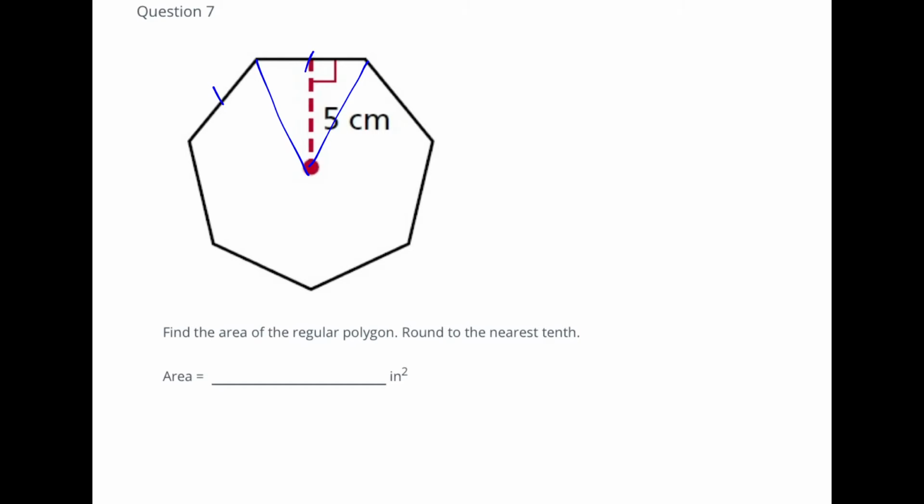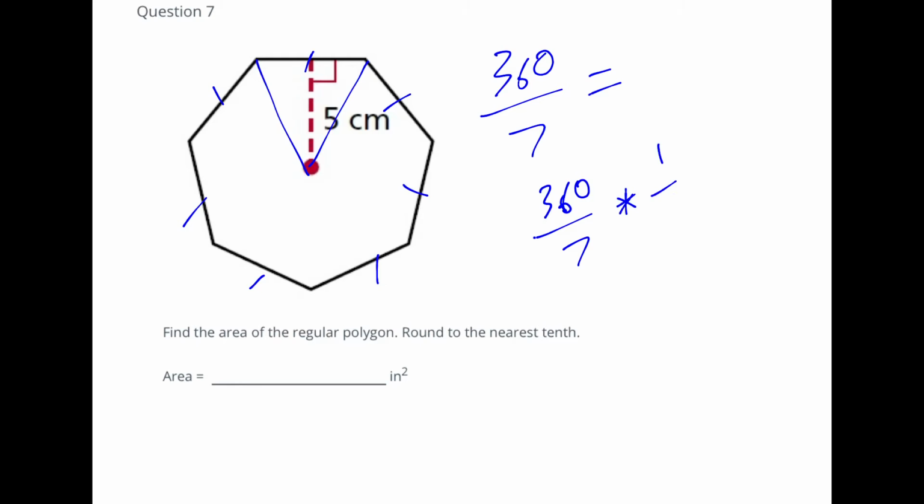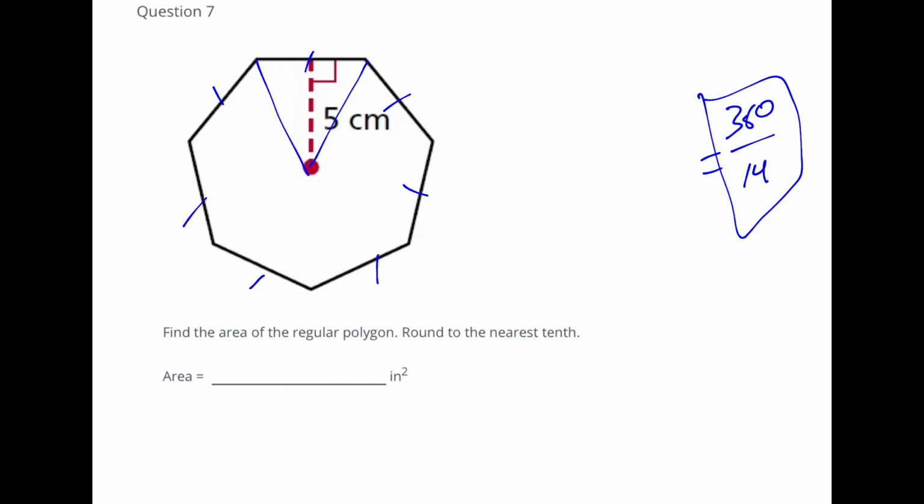There are 1, 2, 3, 4, 5, 6, 7 sides, so 360 divided by 7. That one's a little bit tricky because it comes out as a decimal, and we don't want to round at this point, so I'm going to leave it as that, but I know I'm going to cut it in half. So if I take 360 over 7 and multiply that by 1/2, that's the same thing as saying 360 over 14. That's still a decimal, but I'm going to use it as my angle. Just to give you a ballpark, it's about 25.7 or so.